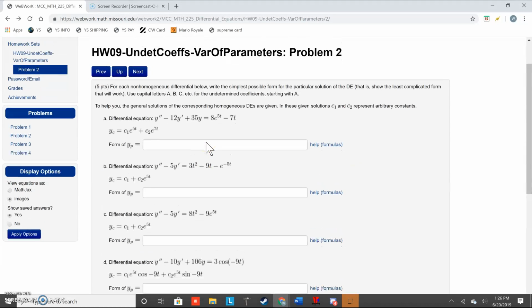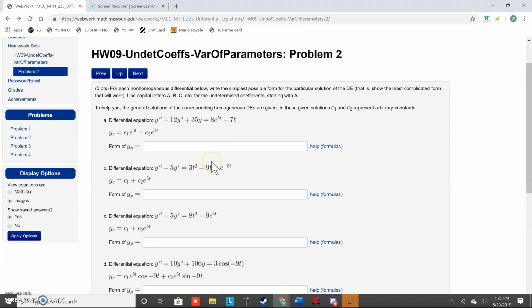Hello, it's William. Today I'm going to be showing you how to write the simplest possible form for the particular solution of the DE. So first, we're going to look at this differential equation right here. You see on the right hand side, there's the 8e to the 5t minus 7t.